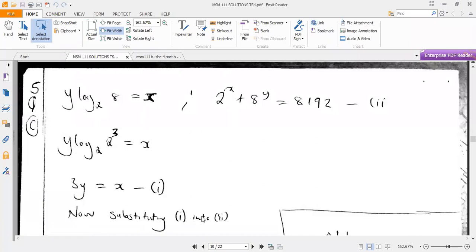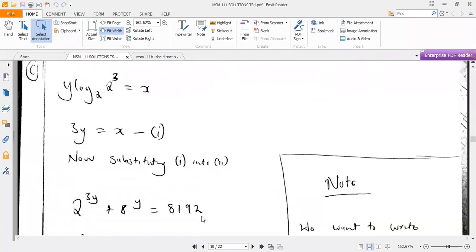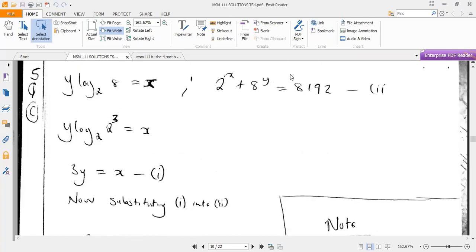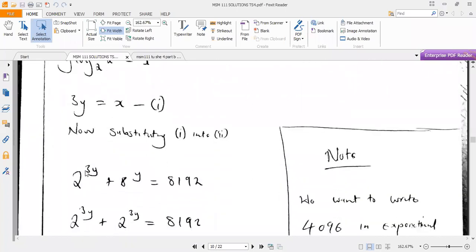substituting into equation 2, we get something like this. Where there is x here, we have said that x is equal to 3y, isn't it? So in your equation 2, the 2 to the power x, where there's x, you put the 3y you found in equation 1. So you have 2 to the power 3y plus 8 to the power y is equal to 8,192.